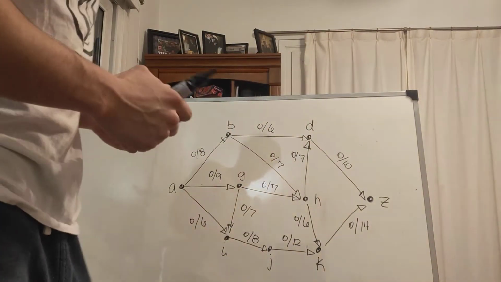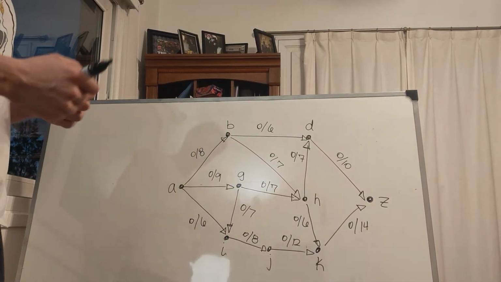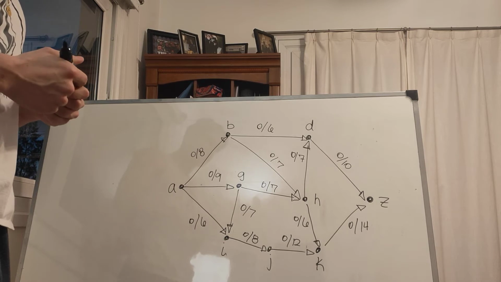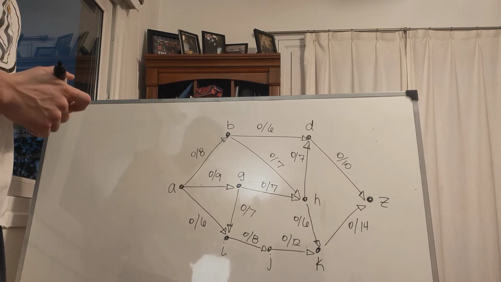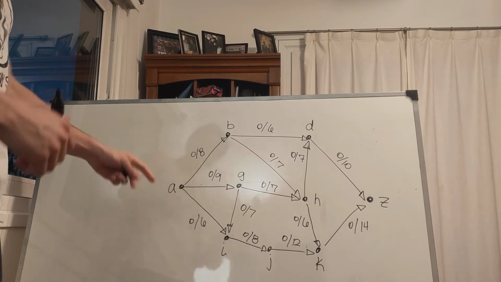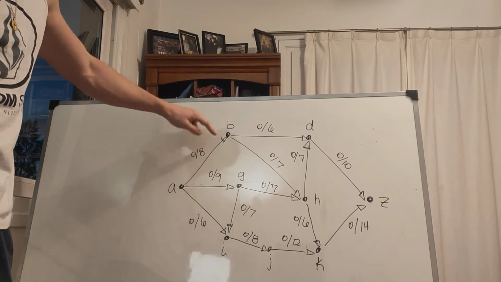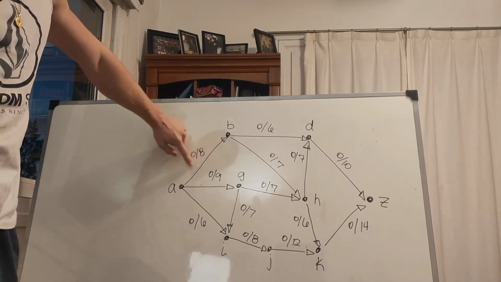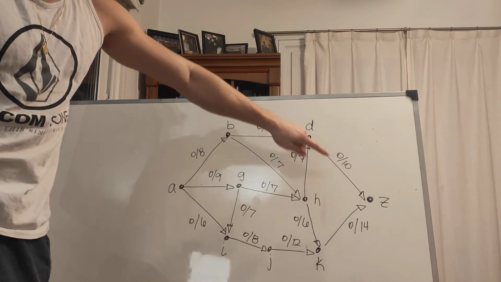Okay, this is going to be an example of the Ford Fulkerson algorithm for finding max flow on a network. Here we've got a bunch of nodes with edges. Notice the arrows are pointing in the direction that the edges go.